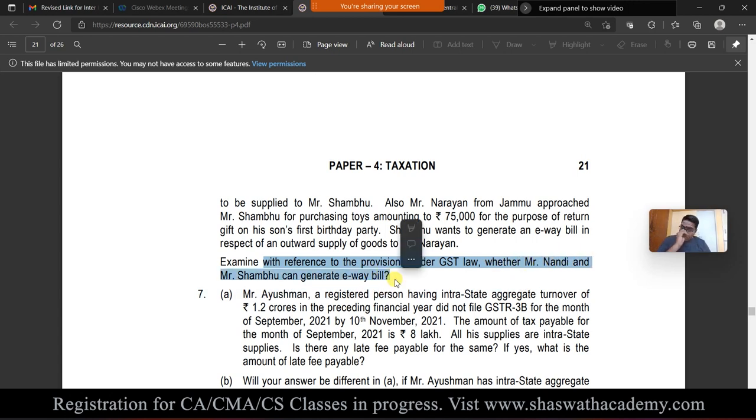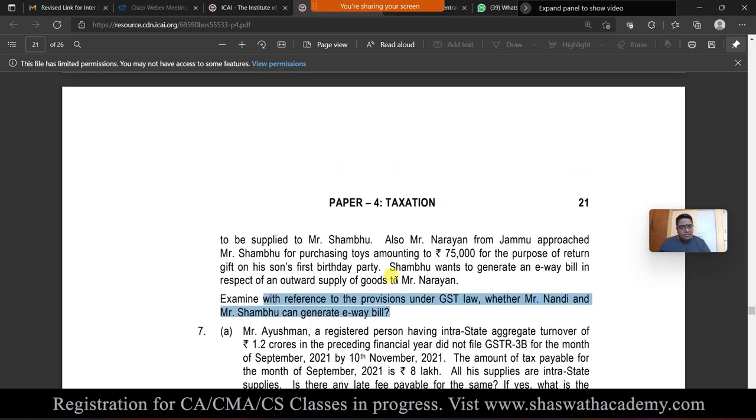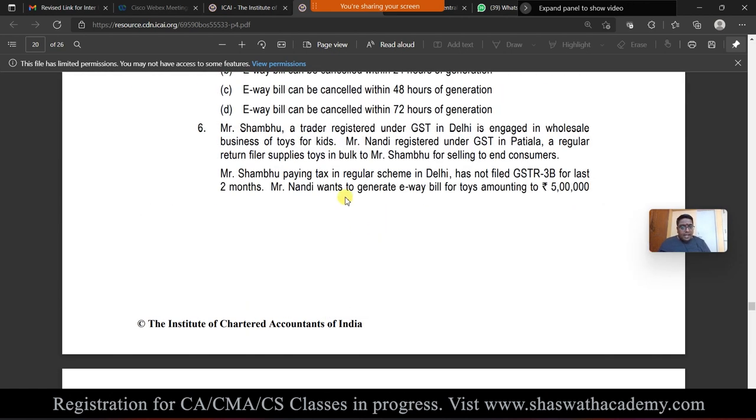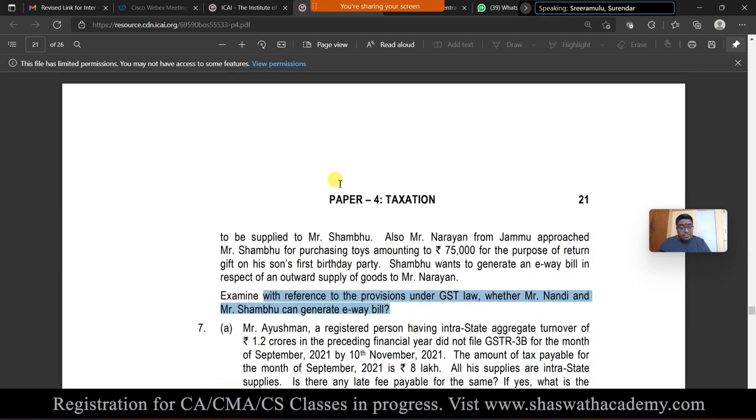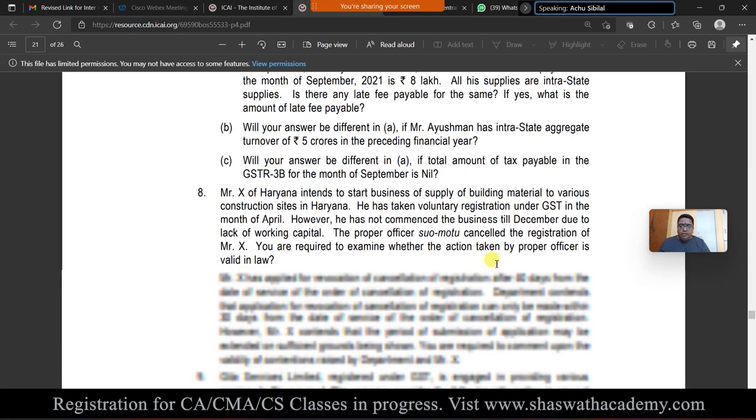Tell me, my dear. First, Nandi. Can Nandi generate the e-way bill? And can it be accepted by Shambhu? Yes, sir. After the amendment, I can accept the e-way bill with respect to inward supply. But can Mr. Shambhu raise an e-way bill for 75,000 rupees? No, sir. Why? Because it is with respect to outward supply. Now let's go and check the answer.